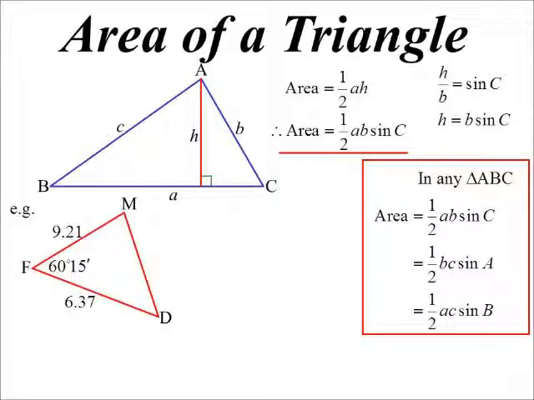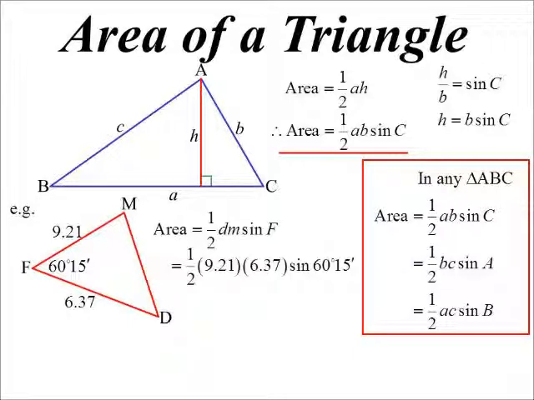So a quick example of an area question. In this case, half dm sine F. And that works out to be 25.47 to 2 decimal places.